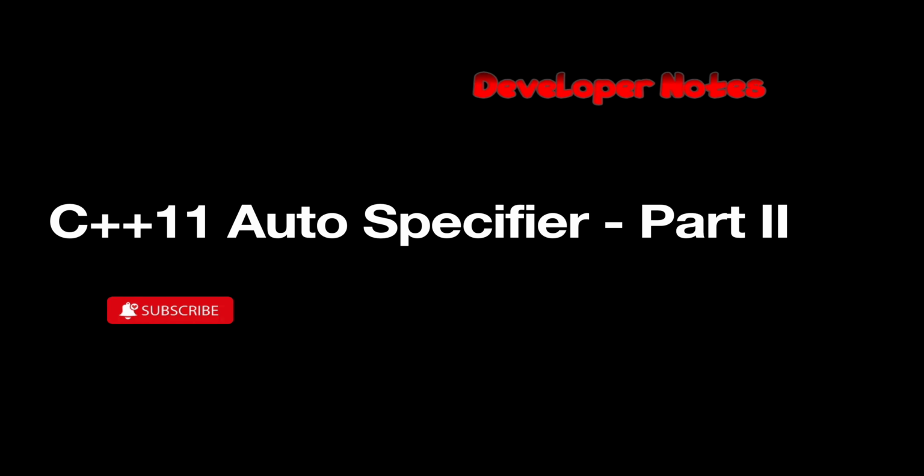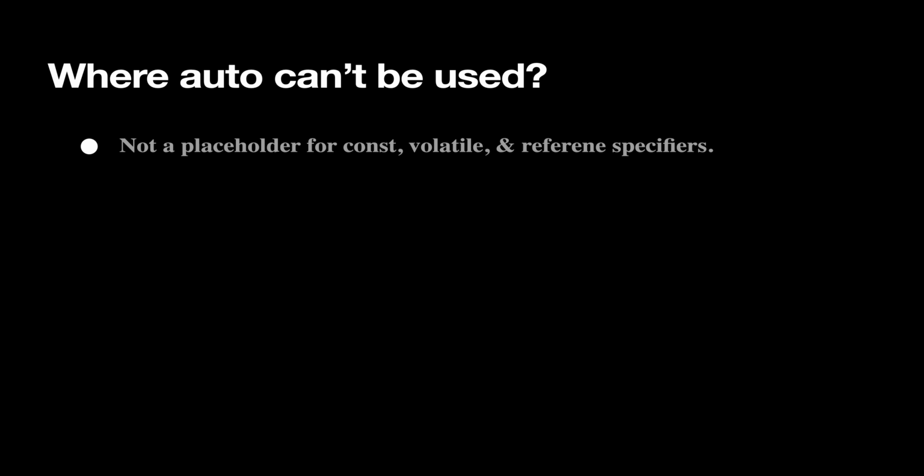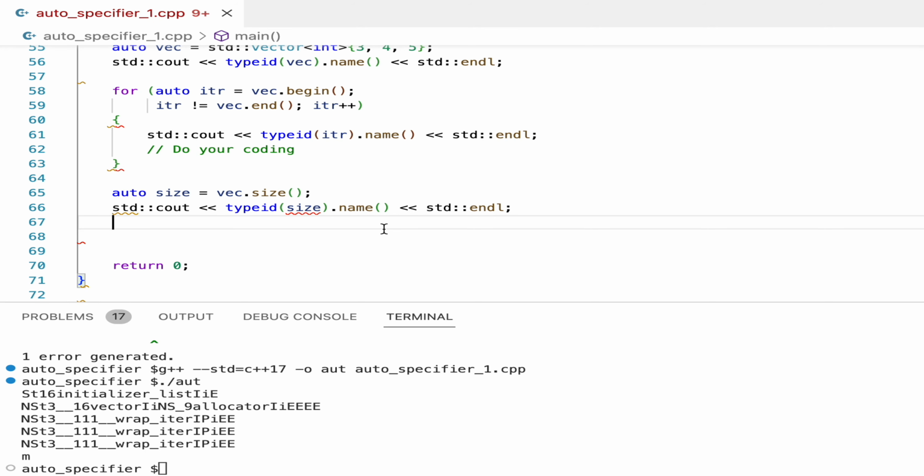In the previous video, I discussed where we can use auto. Today we will be discussing where auto can't be used. Auto can't be used for constant, volatile, or reference specifiers. That also means it doesn't retain constant, volatile, or reference specifiers. Let's begin with reference.